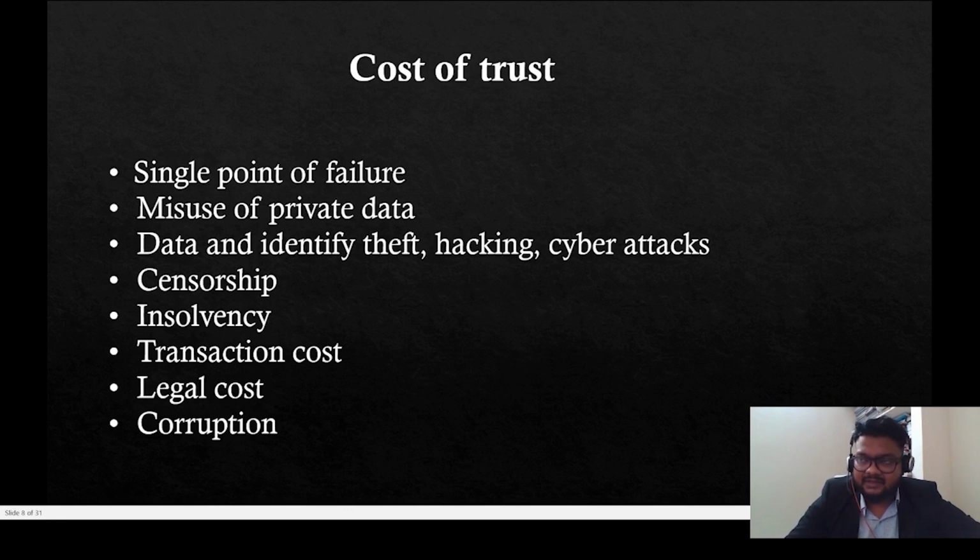Lastly, corruption. So when power is centralized with few people, it's human greed. They can manipulate information. They can change the details, bribery, changing the details, selling your private information, misrepresenting the financial statement, all kind of corruptions. This is the cost of trust we have to pay.